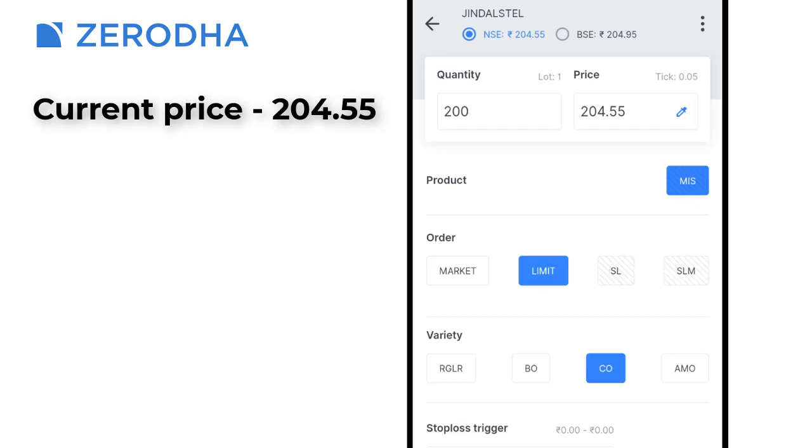And there is one more option called the GTT order. If you are a busy person, or you don't know how to exit the market on time, you can use the GTT order. If you don't know what a GTT order is, I already explained that in a previous video, so you can watch that video. I have the link in the description as well.